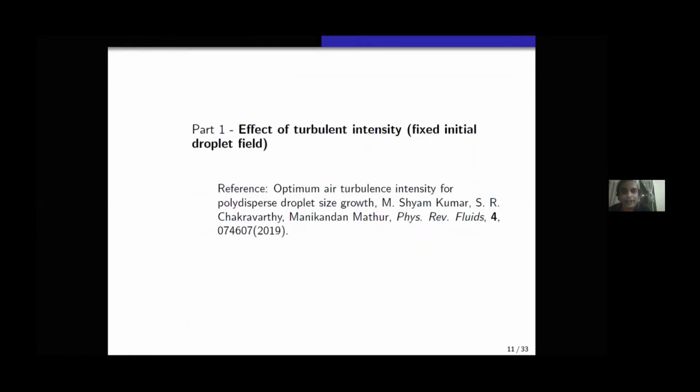Okay, so I divide my talk into the results into 2 parts. First, we fix the initial droplet field. In other words, we fix the spray nozzle that's generating the water droplets. We fix the pressure difference and the mass flow rate through this spray nozzle. So the initial droplet field, the size and the velocity characteristics, are fixed, and we just systematically change the turbulent intensity of the background airflow. These results are recently published in Physical Review Fluids. Please get in touch with me if you're interested in more after listening to these results.